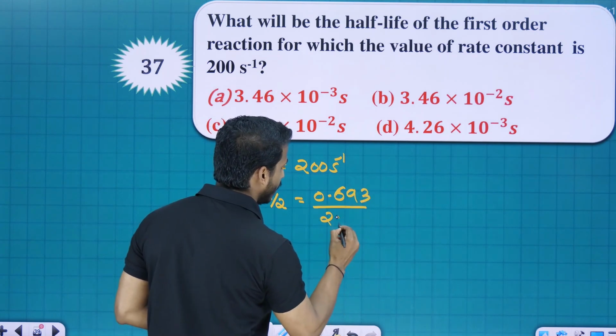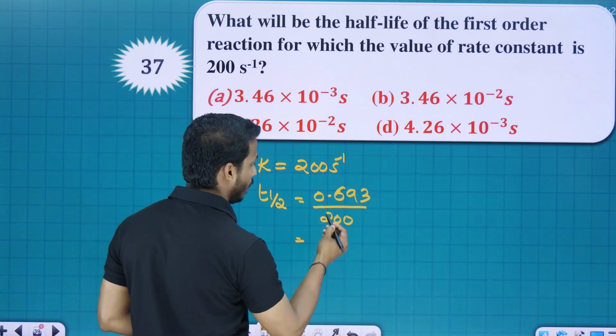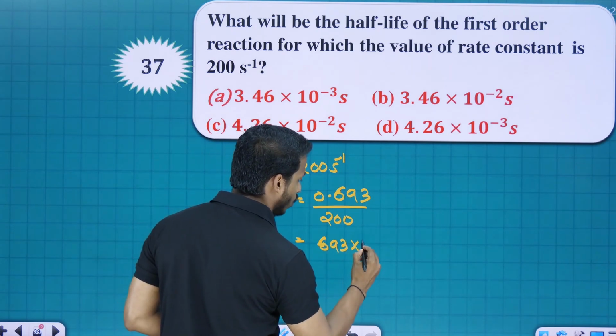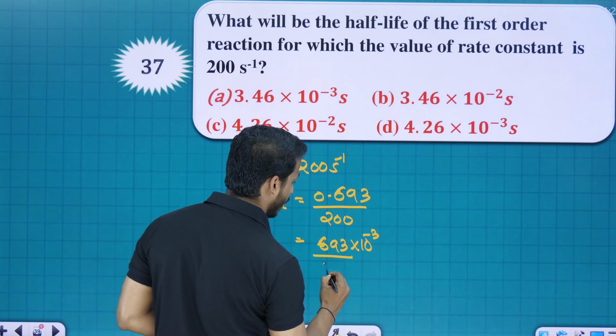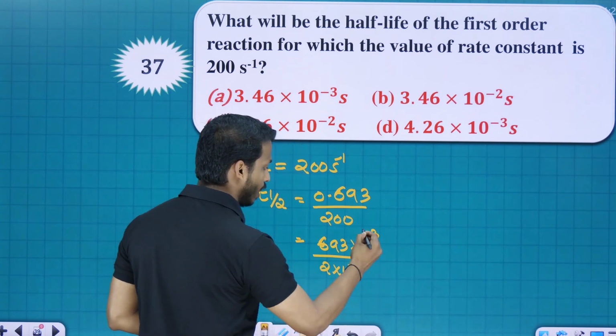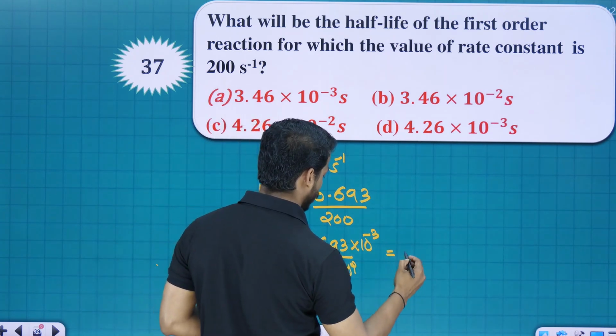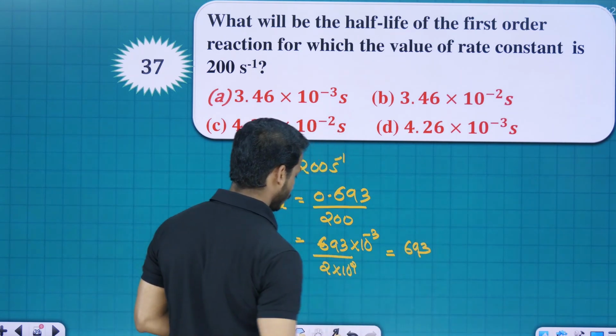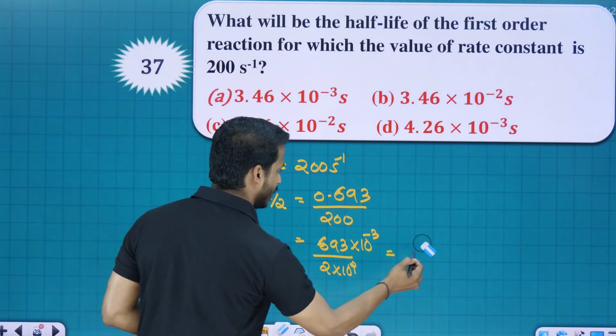0.693 divided by K is equal to 200. So we can write 693 into 10 raised to minus 3 divided by 2 into 10 square. When you take this, it will be 10 raised to minus 2. So it will be 693. All right, 6.93 is enough, right?